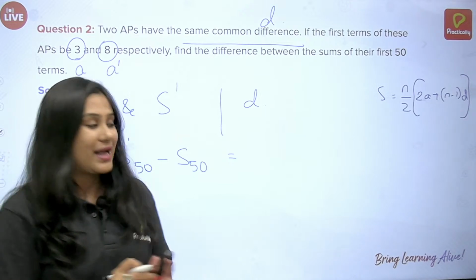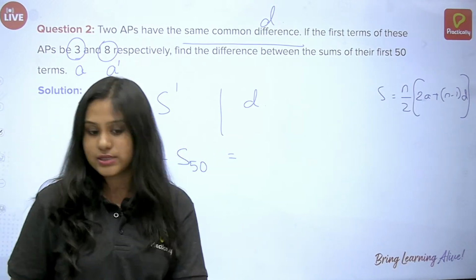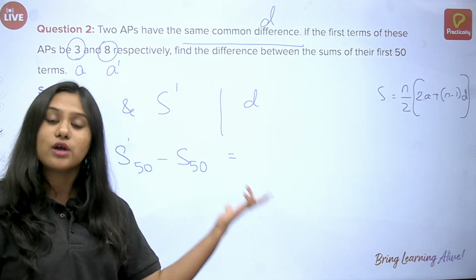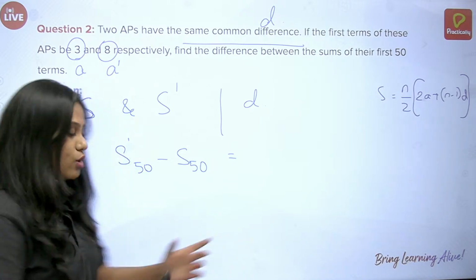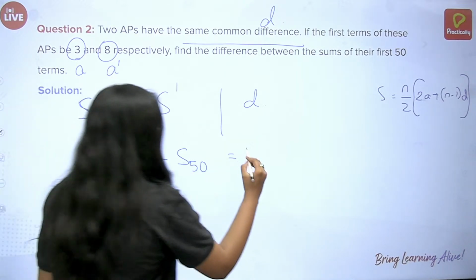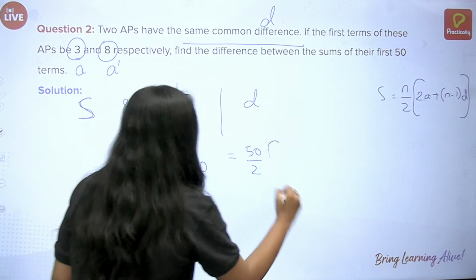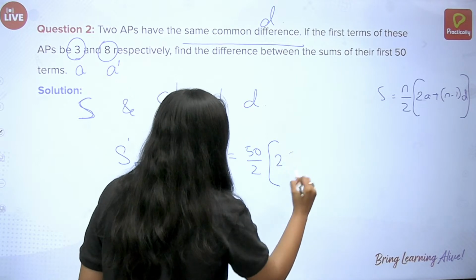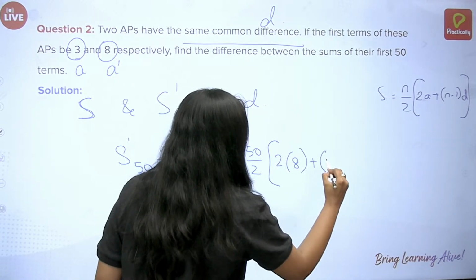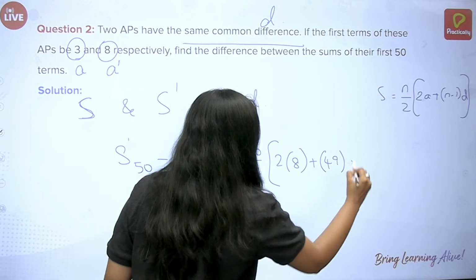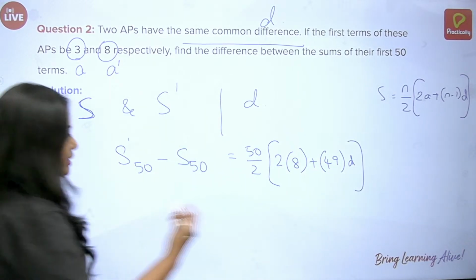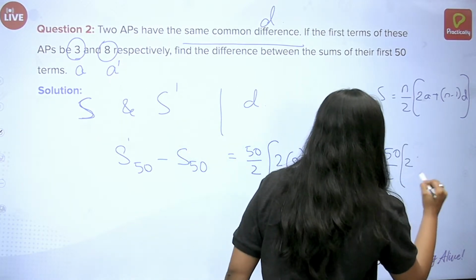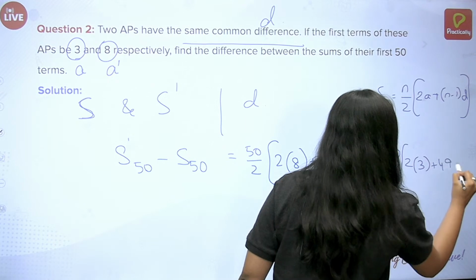Now please do not calculate both separately and then subtract. If you put it like this, you can take something common and find the answer in a very easy way. Now what is S dash 50? 50 by 2 of 2a dash, that is 2 into 8 plus n minus 1, 49 into D. Correct? Next again, 50 by 2 of 2 into 3 plus 49D.